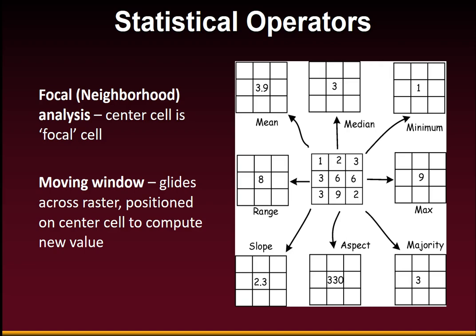So to review, focal analysis places a neighborhood around a focal cell and computes a new value for that cell using some sort of statistic. The example we did computed an average, but you can also use statistics like minimum, maximum, range, or really any other computational value that you can think of. In the module on terrain analysis, you'll learn how to compute slope and aspect, which also use a moving window or focal operation.